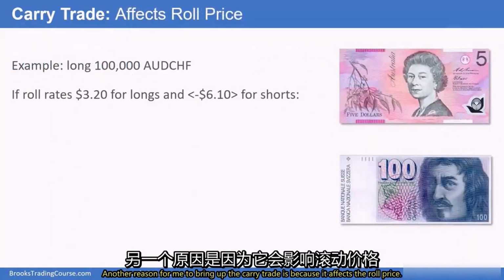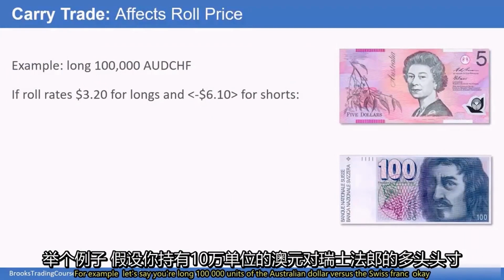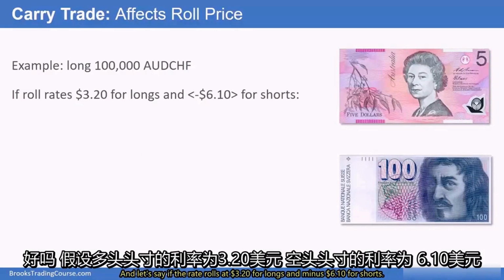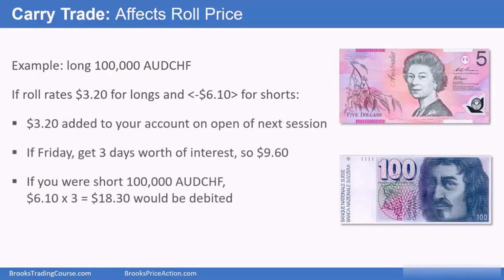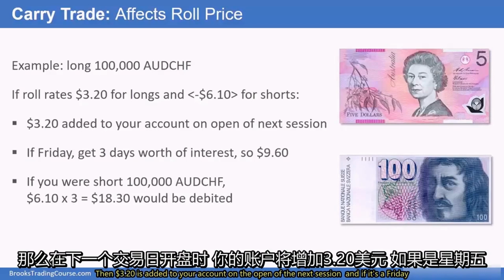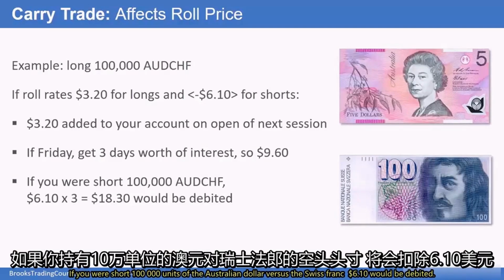Another reason for me to bring up the carry trade is because it affects the roll price. For example, let's say you're long 100,000 units of the Australian dollar versus the Swiss franc. Okay. And let's say the rate rolls at $3.20 for longs and minus $6.10 for shorts, then $3.20 is added to your account on the open of the next session. And if it's a Friday, you get 3 days worth of interest, $9.60. If you were short 100,000 units of the Australian dollar versus the Swiss franc, $6.10 would be debited.